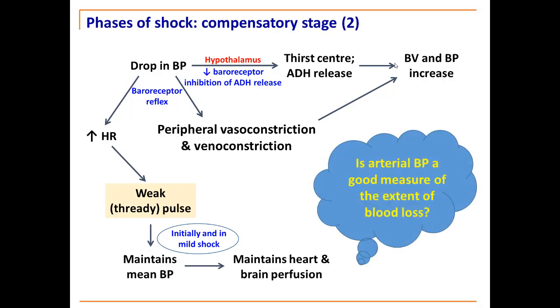But a good key question is really, bearing in mind that we've got these phases of shock, and this is a compensatory stage and it's helping to maintain blood pressure, do you think arterial blood pressure is a particularly good measure of the extent of blood loss, in particular in these early stages? So as you might expect in mild shock, there may be no reduction in blood pressure, as we've just been talking about, because of these compensatory measures. So potentially arterial blood pressure is not necessarily a good indicator of the extent of blood loss, in particular in those early stages.